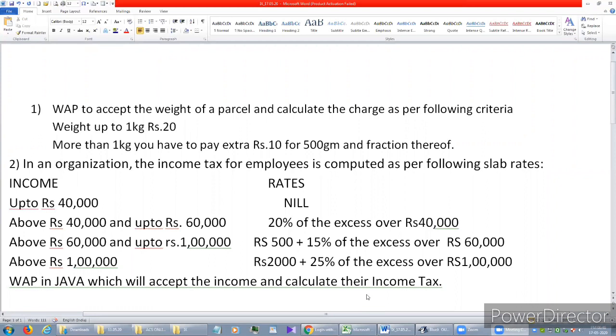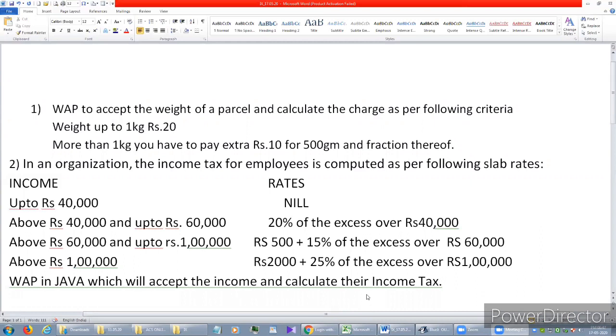Up to 1 kg it is 20 rupees. Yes, sir, explaining. Up to 1 kg it is 20. When it is becoming 500 grams, we will add to it, that means 30. So when it is 1 gram more, we will add another 10 rupees, and then it will become rupees 40.